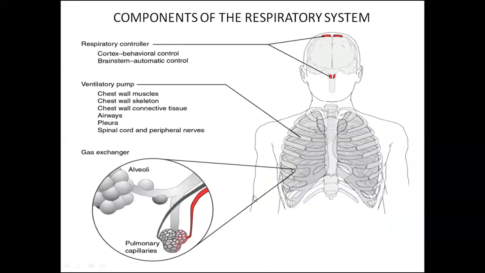Moving to the anatomy of the respiratory system, you have three-level components. The first is the controller. The controller is the brain and brainstem. Then you have a ventilatory pump to suck in the air and throw the air out, and the final thing is the gas exchanger, where the diffusion process happens. The ventilatory pump mainly includes your muscles, skeleton, connective tissue, pleura, and nerves. The gas exchanger is mainly the terminal to respiratory bronchioles and alveoli.